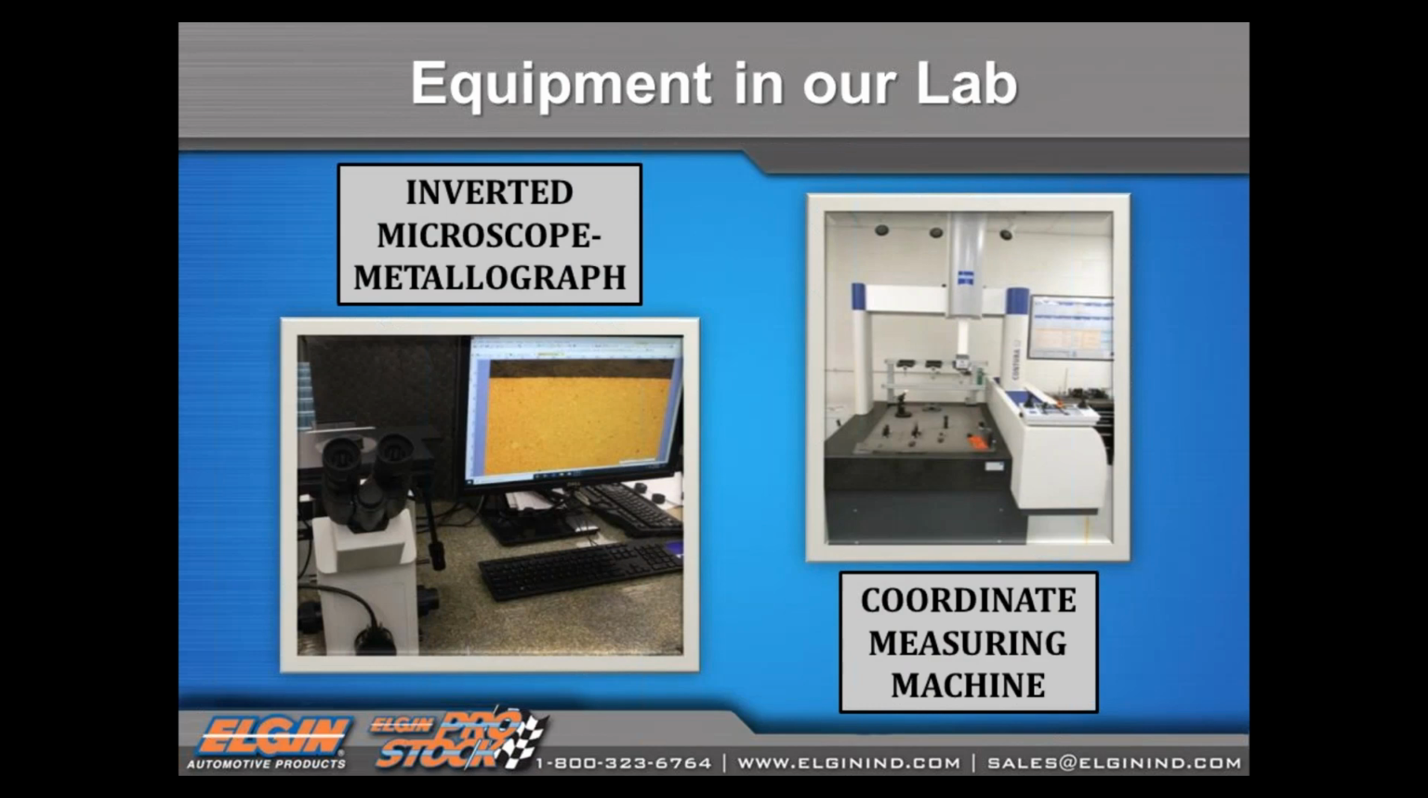An inverted microscope is used for studying the microstructure. And then we have a coordinate measuring machine for doing other evaluation of parts.